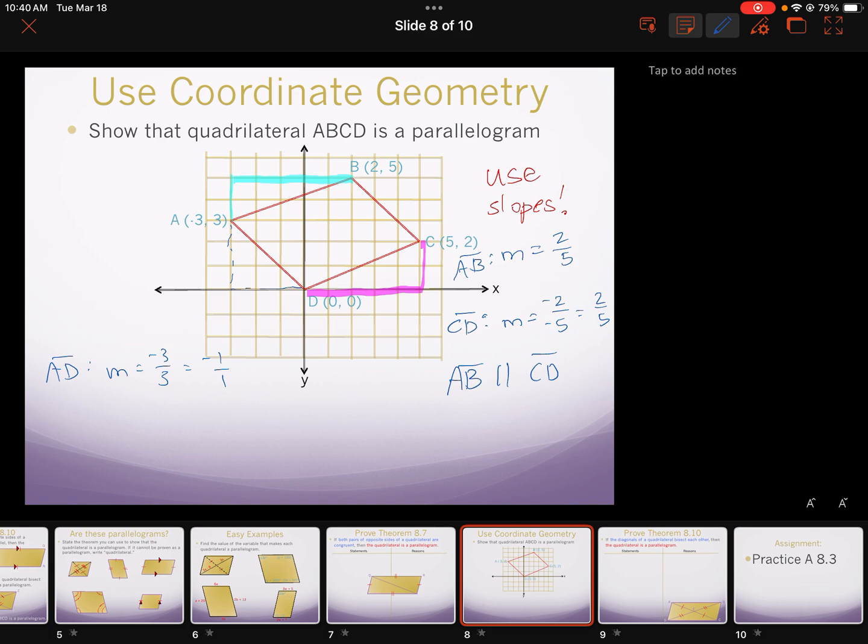Now I want to do the same thing from C to B. Looks like I'm going up 3, so my slope there will have a rise of 3. And I'm going left 3. So both of those slopes are -1/1. Segment AD is parallel to segment BC. When you get two pairs of parallel sides like that, this is a parallelogram. So use your slopes to do that. It's probably the easiest.